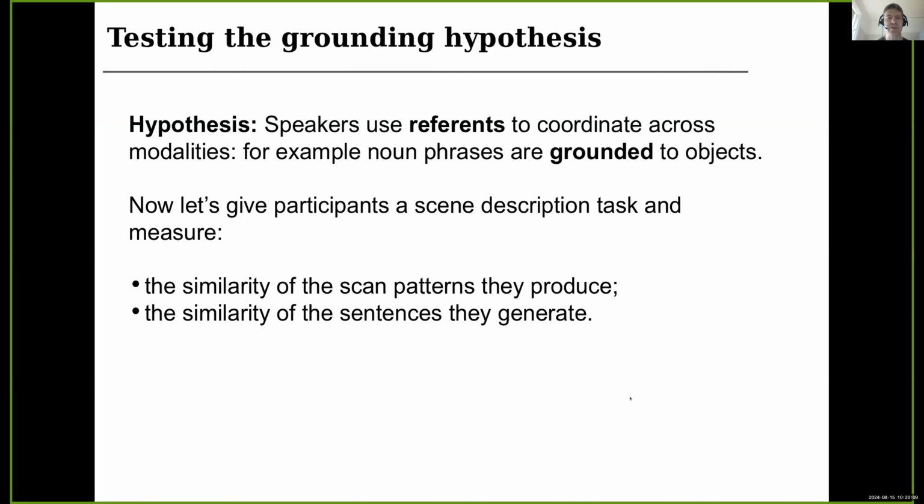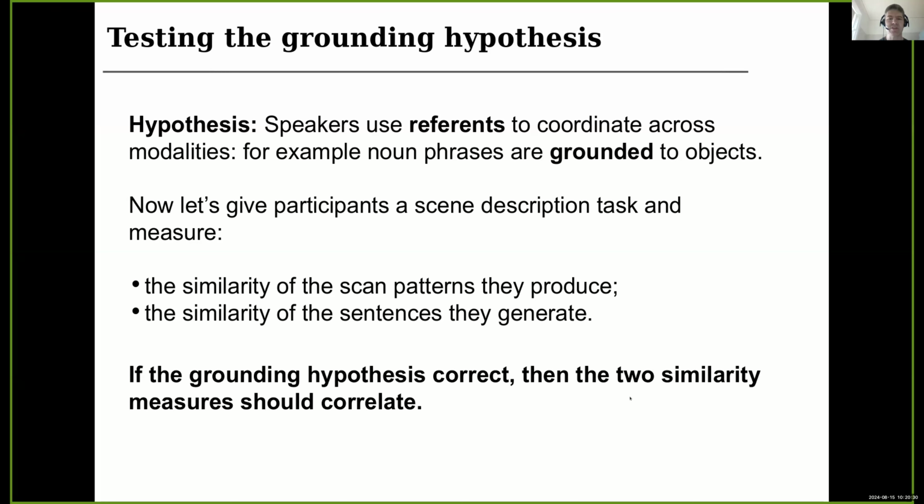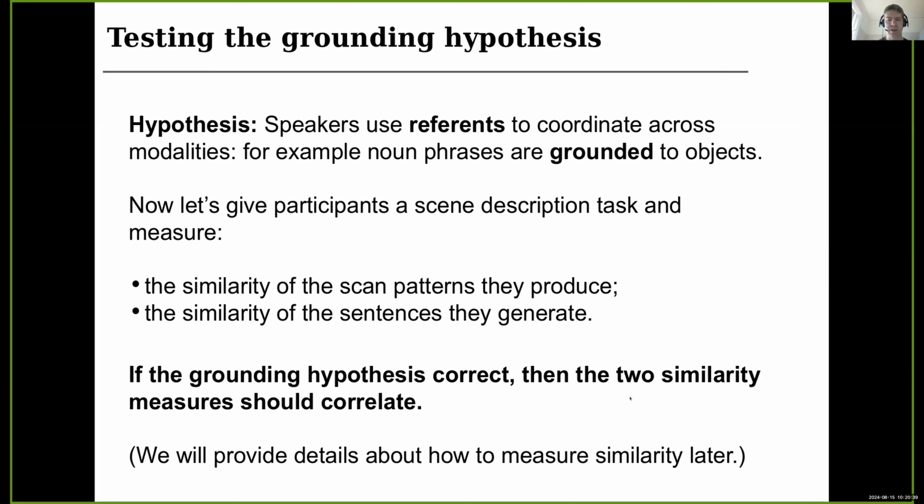So this was our hypothesis, just to remind you. Speakers use reference to coordinate across modalities, for example, noun phrases and objects. And if we now give participants a sentence description task, then we can measure the similarity of the scan patterns they produce and the similarity of the sentences they generate. And the prediction is that these two should correlate if our grounding hypothesis is correct. Okay, and I wouldn't be here if this wasn't the case. The similarity measures I'll come back to.